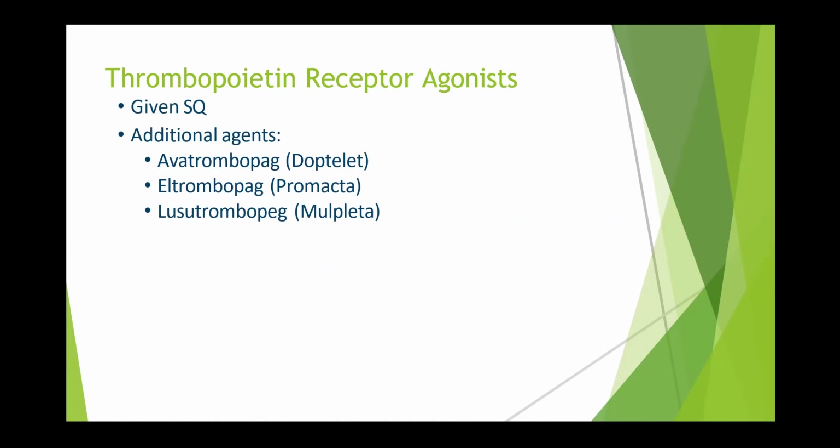Thrombopoietin receptor agonists are always given sub-Q, and then other ones are the ones as listed: avatrombopag, eltrombopag, and lusutrombopag. And don't even worry about the brand names.